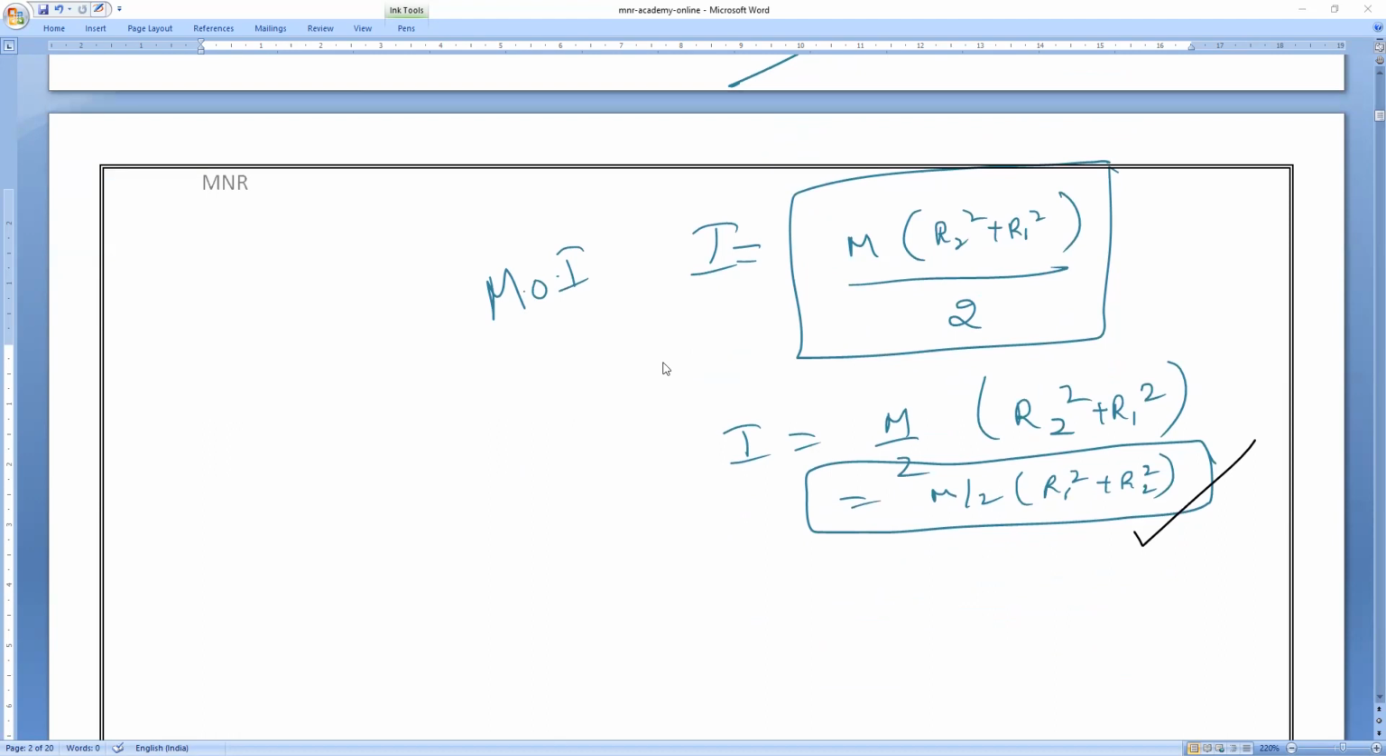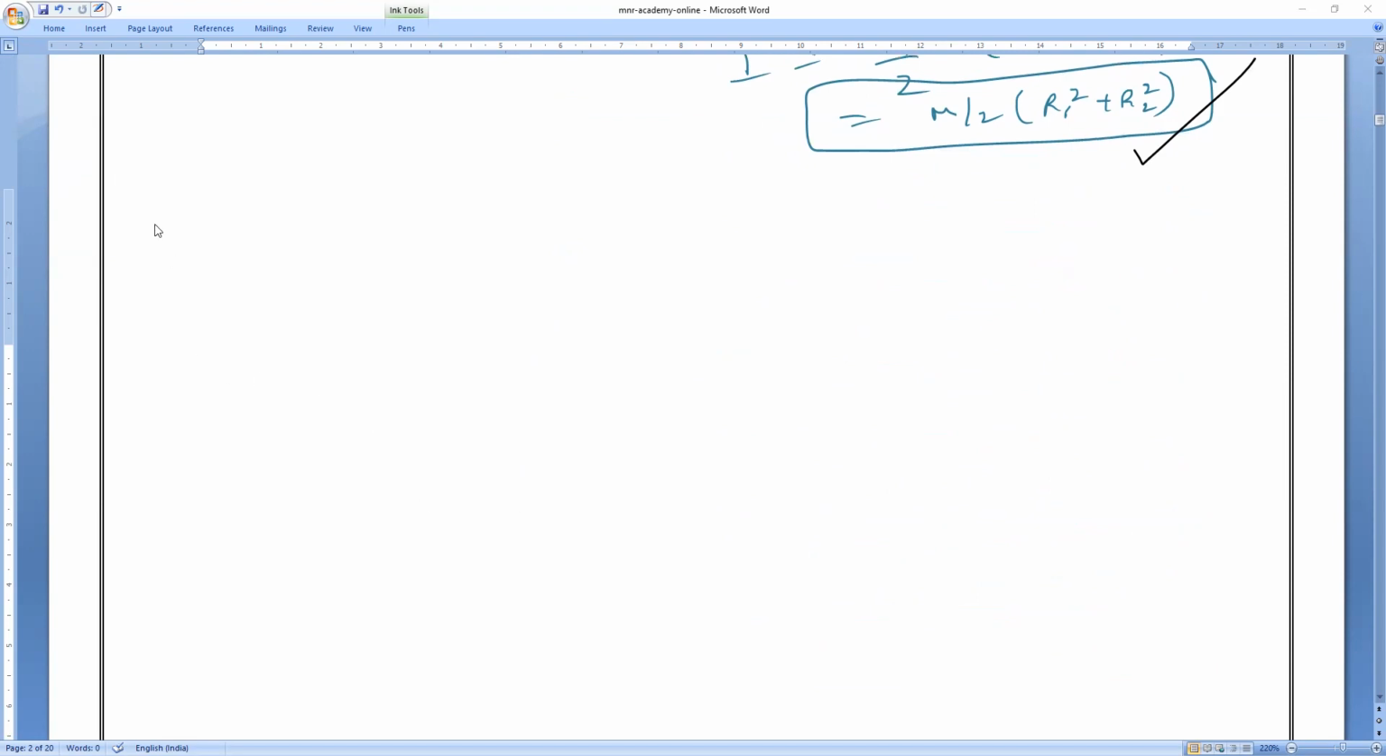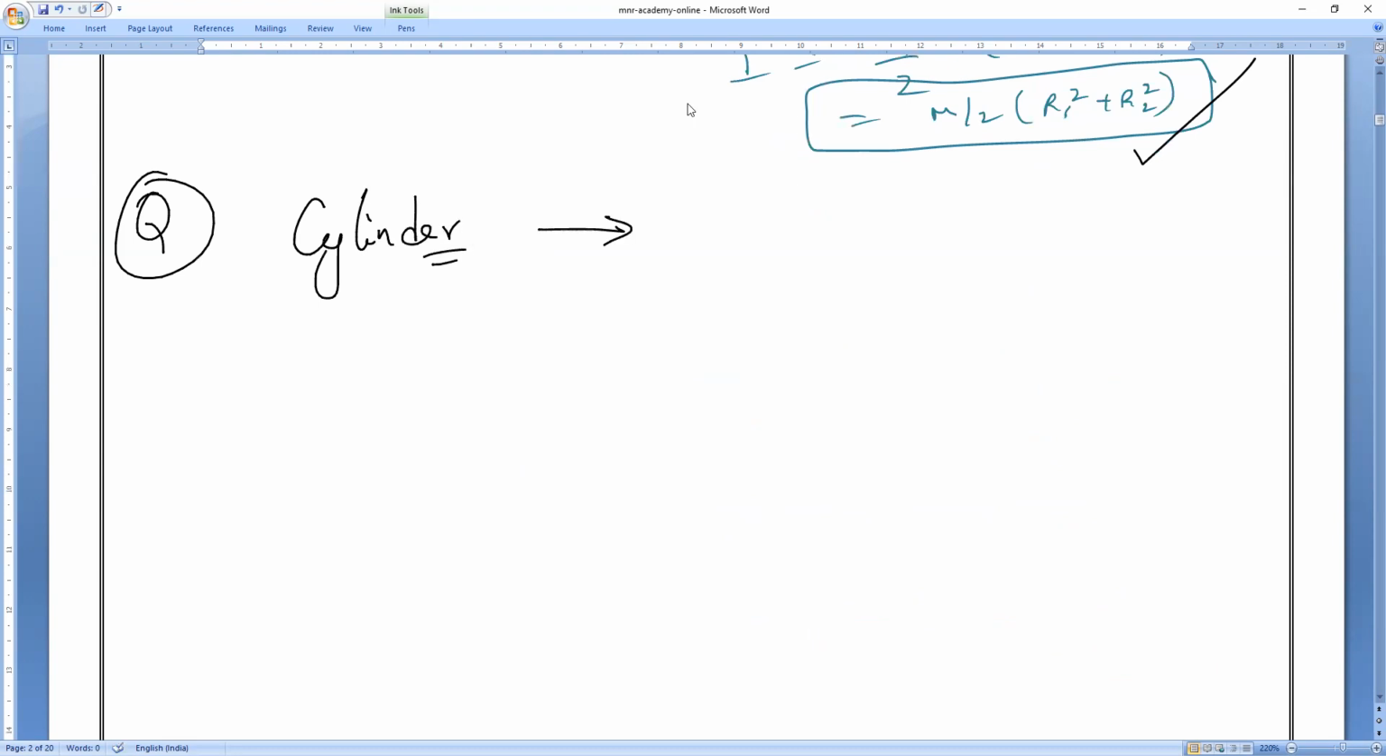Now with the help of this, we are going to find the next one, cylinder. We will take different cylinders. The first cylinder is very simple, a logical and easy way to solve. Cylinders are of two types: hollow cylinder and solid cylinder. A solid cylinder means inside there is no gap. A hollow cylinder means the mass is located only on the surface, like a ring. Am I right or wrong?